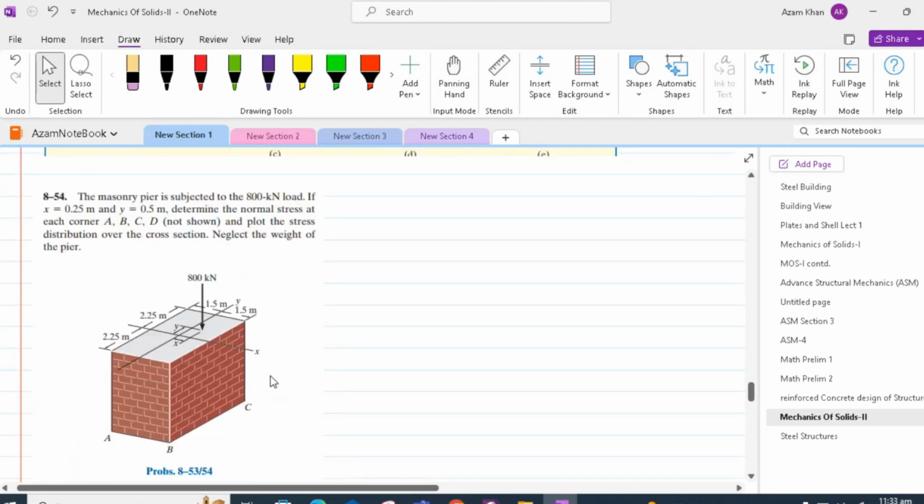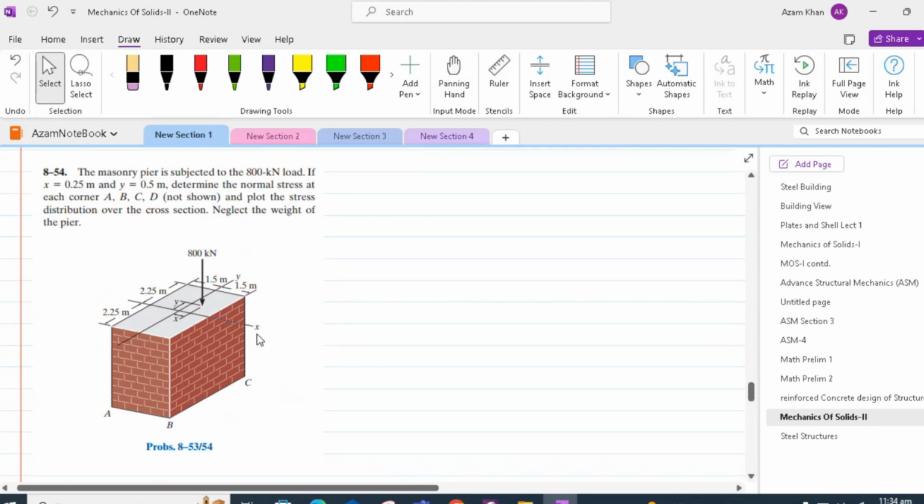Now let us look into this other example, which was discussed in the beginning of the lecture. So we have got a masonry pier that is subjected to 800 kilonewton load applied in the first quadrant. If x is equal to 0.25 meter and y is equal to 0.5 meter, determine the normal stresses at each corner A, B, C, D and plot the stress distribution over the cross-section. Neglect the weight of the pier.